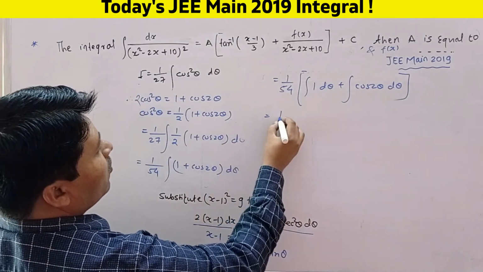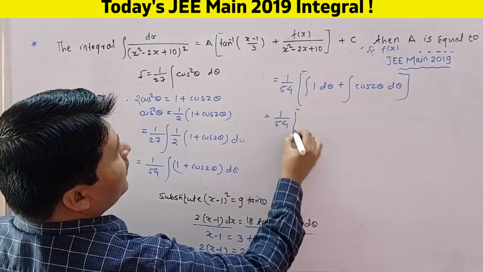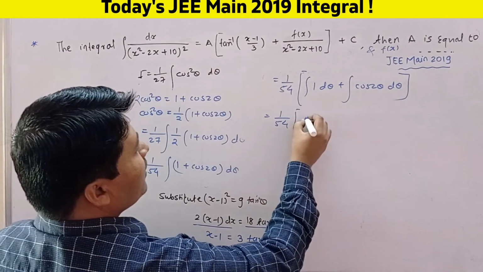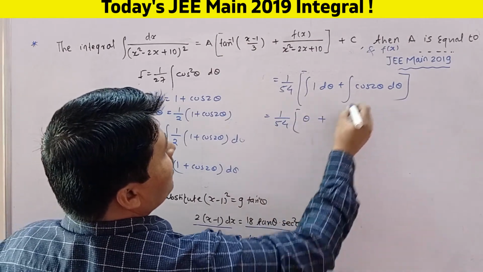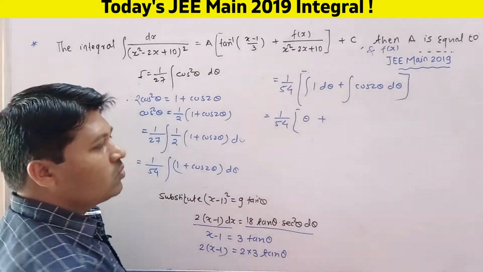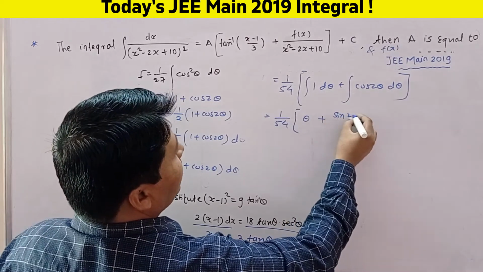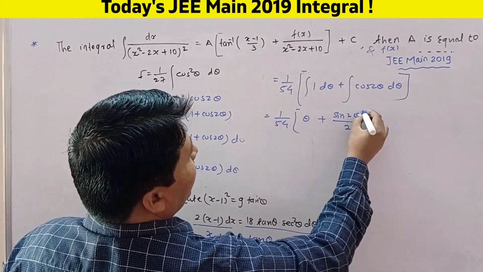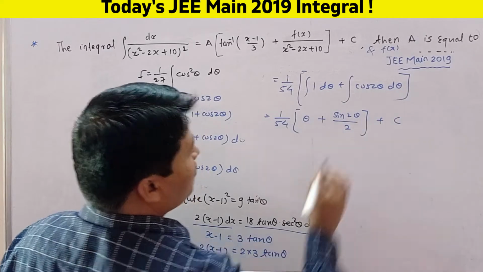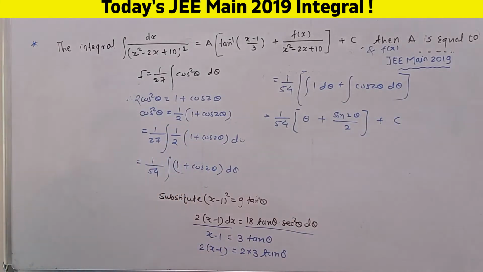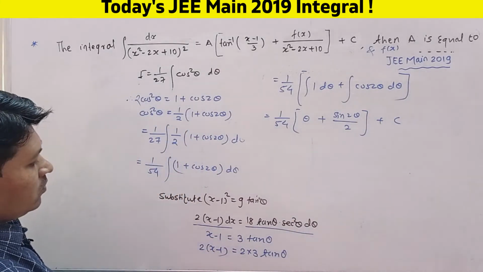Therefore 1 upon 24, then integration of 1 is theta, plus integration of cos 2 theta, that is sin 2 theta divided by 2, plus c, the constant of integration. And now we back put theta, we know that.